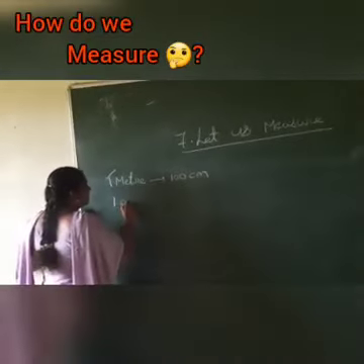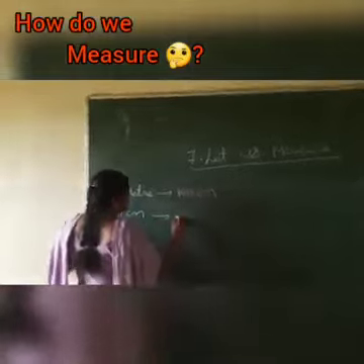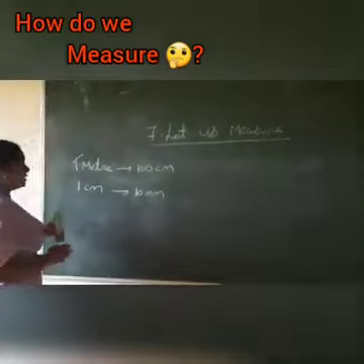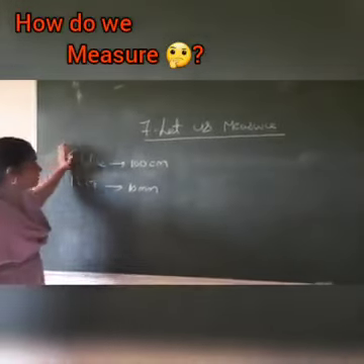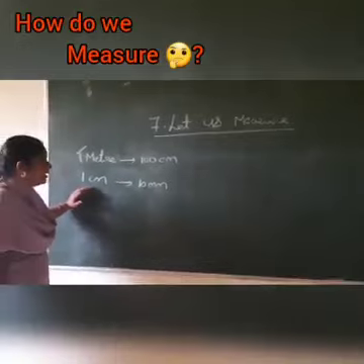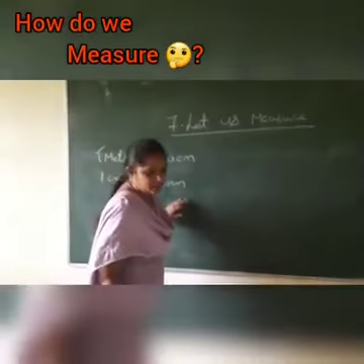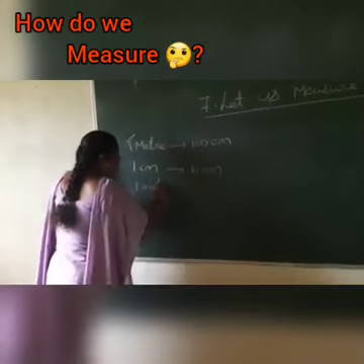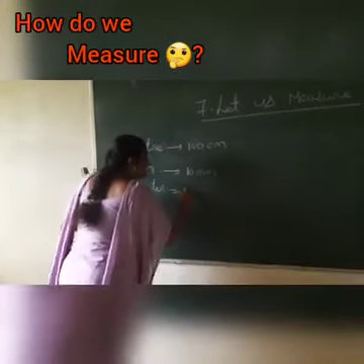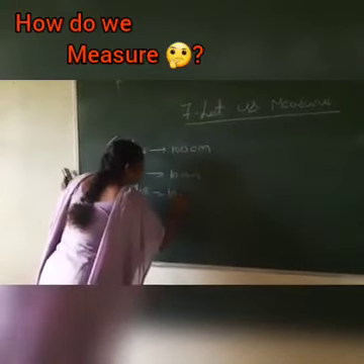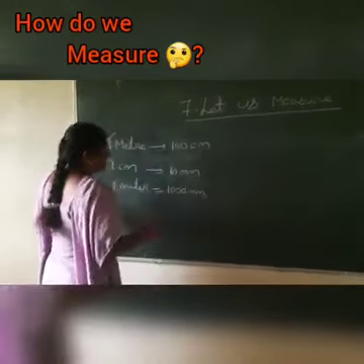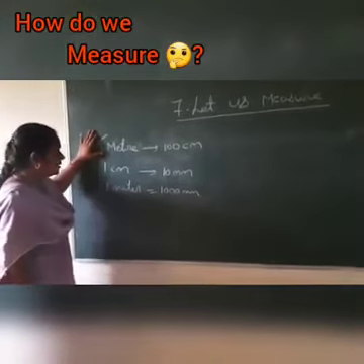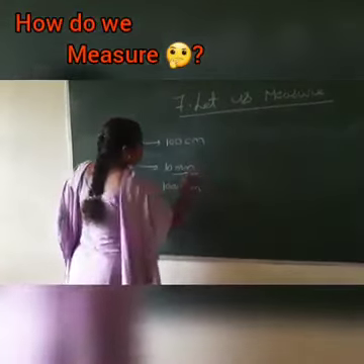So 1 centimeter equals 10 millimeters. Here 1 meter equals 100 centimeters and 1 centimeter equals 10 millimeters. So 1 meter equals how many millimeters? 1000 millimeters. So here meter is the biggest measurement and millimeter is the smallest measurement.